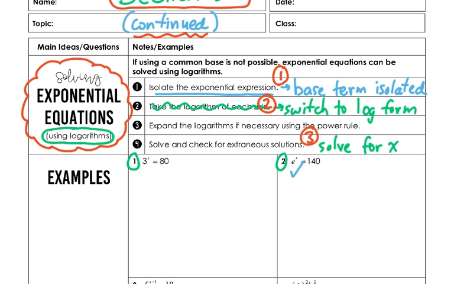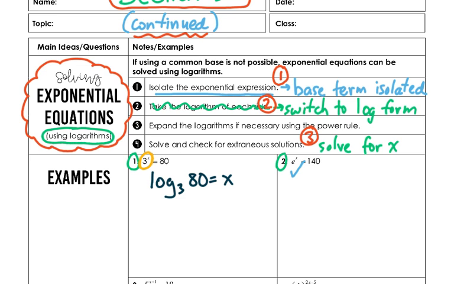All right, so for question number 1, here's what we're going to try. We have 3 to the x equals 80. As we said before, the base is 3, and so the base term of 3 to the x is isolated, so good, step 1 is done. Next step, why don't we switch it into log form? As you remember, that's going to be log base 3 of 80 equals x.